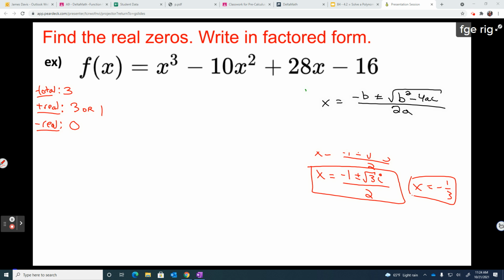Right? You can still do it if you wanted to. Recognize that this would become negative x cubed. This would be negative x squared. This would be minus 28x, and minus 16. And they'd all be negative, so there'd be 0 sign changes. All right, and then the imaginaries. If we had 3 and 0, then it'd be 0, right? If we had 1 and 0, then it'd be 2. So 0 or 2. All right, let's list our possibilities here. Our p is 16. What are the factors of 16?